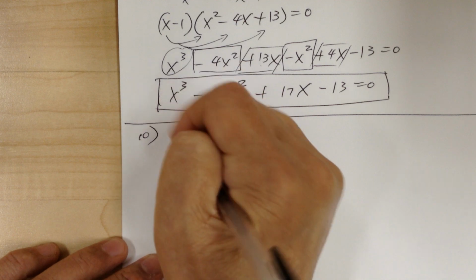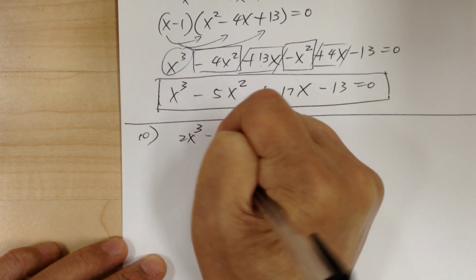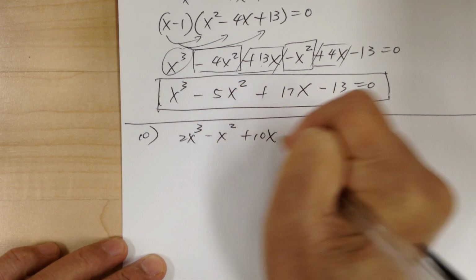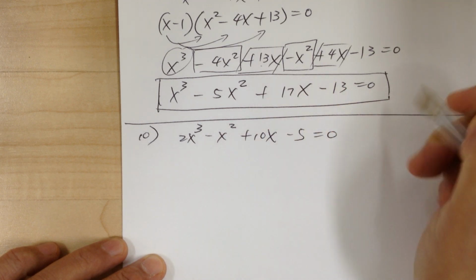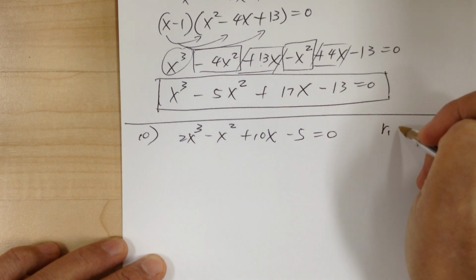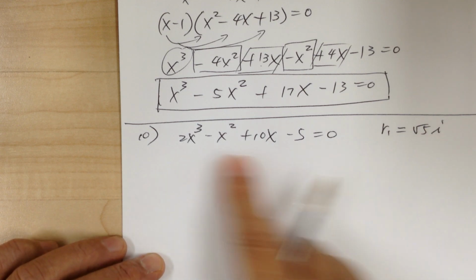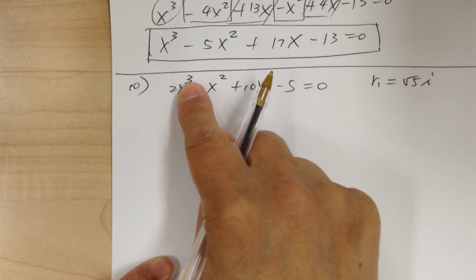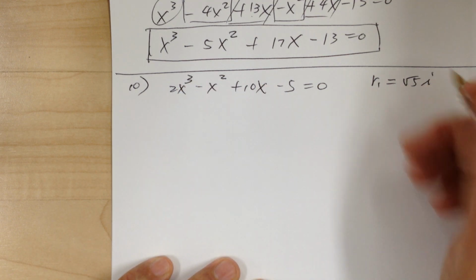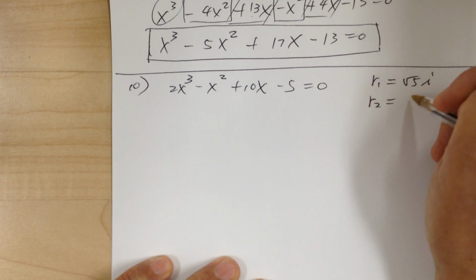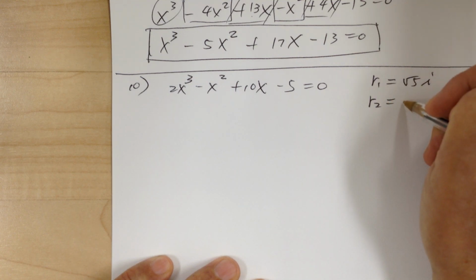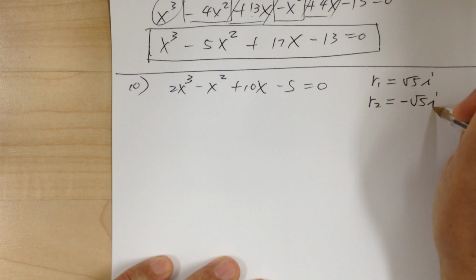Let's go to number 10. You have 2x^3 - x^2 + 10x - 5 = 0, and you have r1 equal to square root of 5i. Again, these have a square root and i, this one doesn't. That means you must have a conjugate. This is a cubic equation, so you're going to have 3 answers. One is given, so right away you can get a second one. The conjugate would be minus square root of 5i.